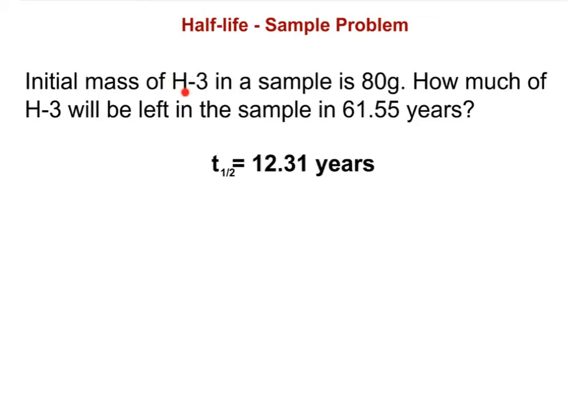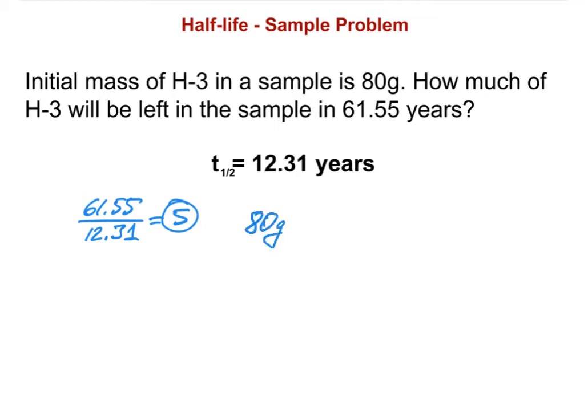Initial mass of hydrogen-3, also known as tritium, is 80 grams. How much of the tritium will be left in the sample in 61.55 years? Okay, if we check Table N, we will see that the half-life of tritium, hydrogen-3, is 12.31 years. So let's figure out how many half-lives will fit into the time period that is given to us. 61.55 divided by 12.31 equals 5. So the question is pretty much asking how many grams of hydrogen-3 will be left over after 5 half-lives.